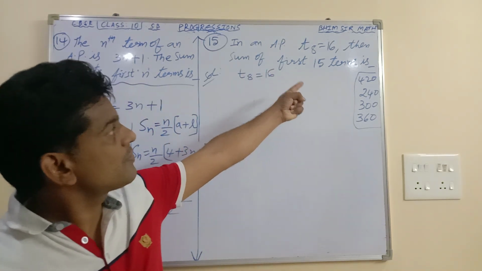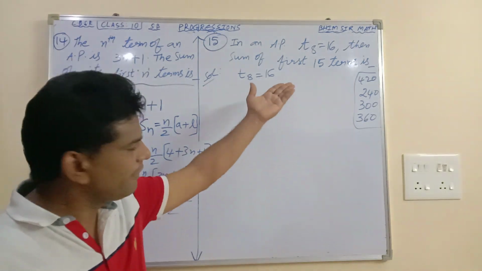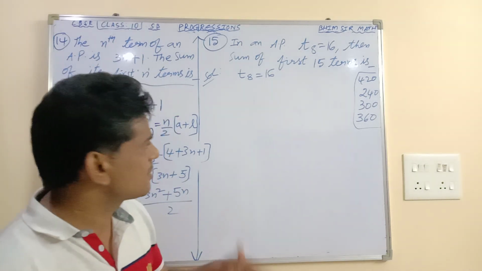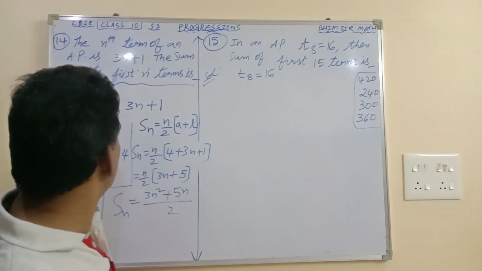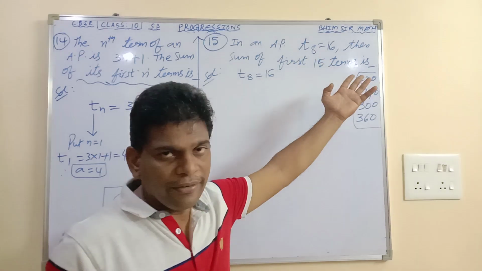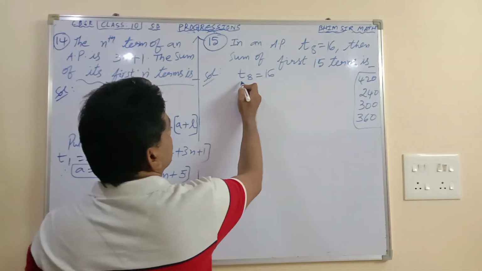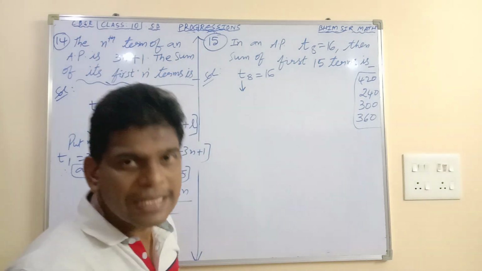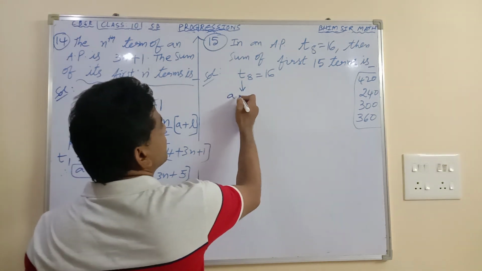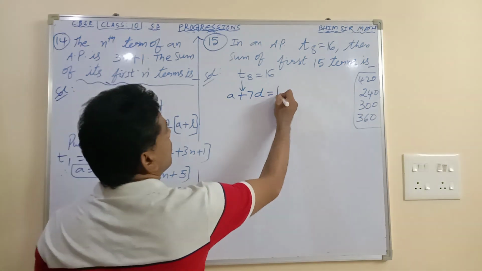15th question. In an arithmetic progression, T8 is equal to 16. Asking the sum of first 15 terms. Wow, what is this question? How is it possible? Given only one term, at least 2 terms are required to find the sum, like first term and last term. Question: the 8th term is given, asking the sum of first 15 terms. Okay, let us do it. Is it possible? Yes, it is possible in arithmetic progression. T8 is nothing but a plus 7d equal to 16.